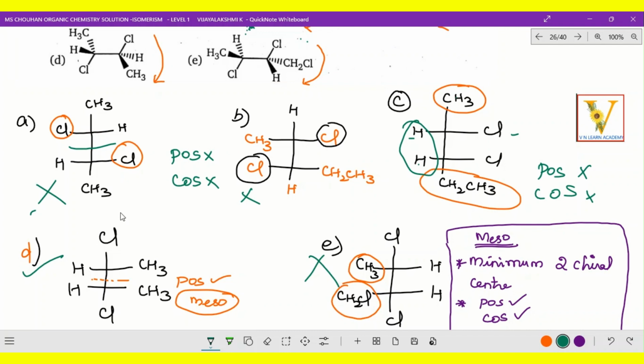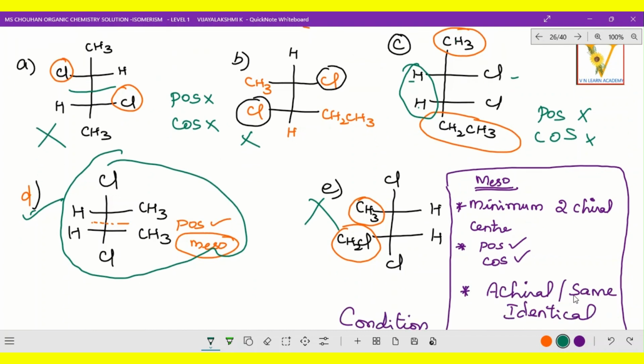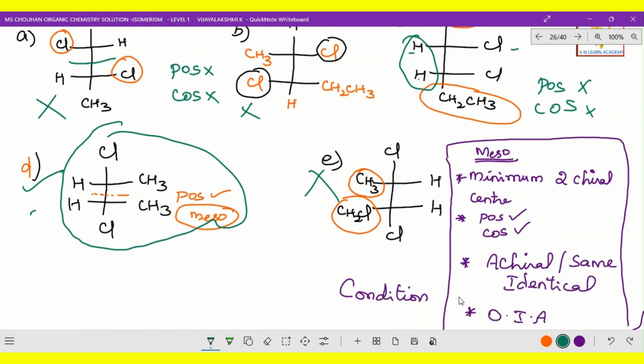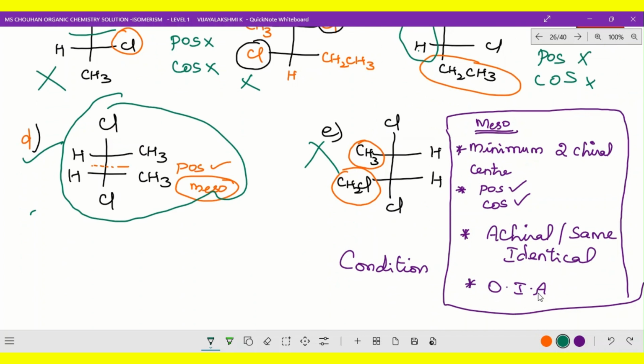So which is the correct option? Option D. Now you just check it, how that meso compound will be. When you cut it, it will be symmetrical, that you remember. So minimum 2 chiral centers are there, POS, COS will be present, and the chiral centers are identical. These are all the conditions, and it is optically inactive.